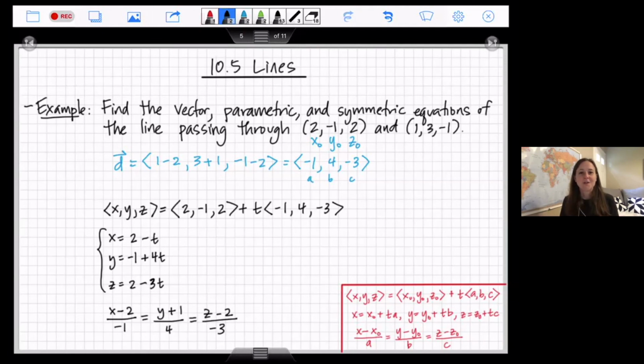All right, so that's how you find equations of lines in R3. We're going to do more with them when we meet together in class.